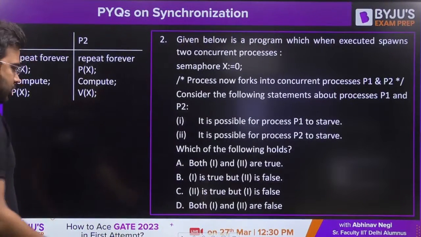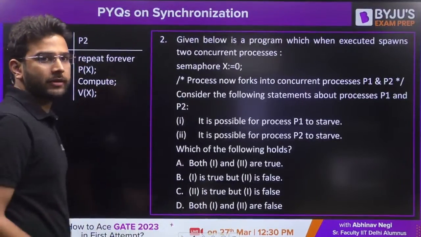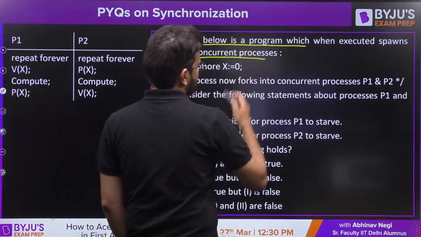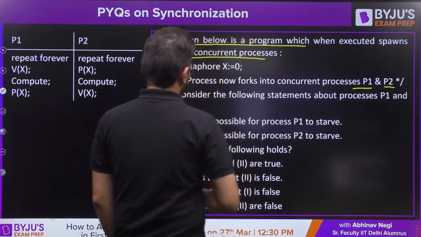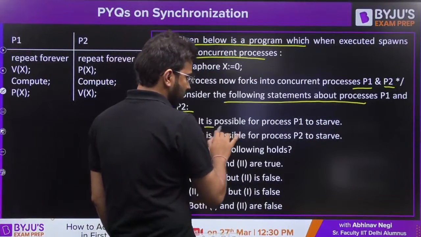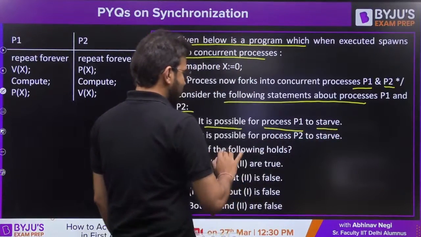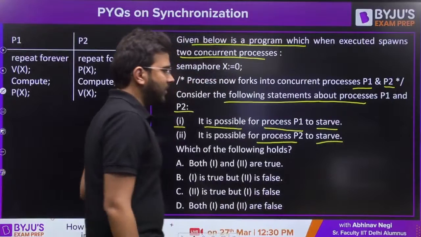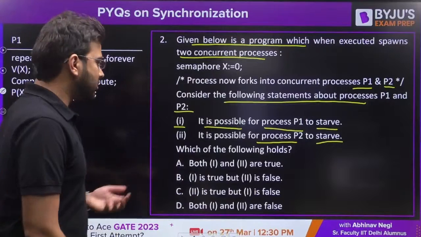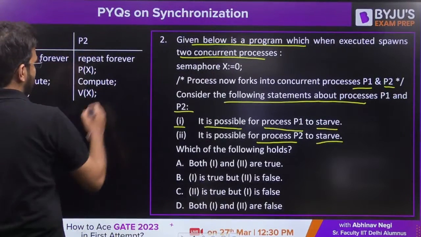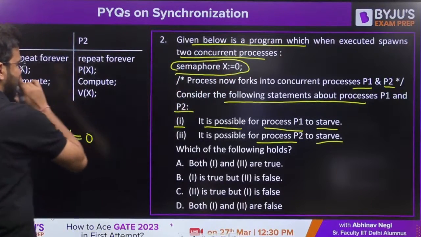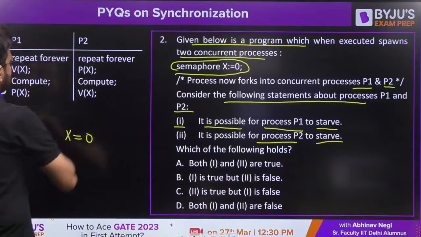Okay, let's see this question. Let's understand how to solve it correctly. We have a program with two concurrent processes, P1 and P2. Consider the following statements about P1 and P2. The first statement says it is possible for process P1 to starve. The second is for process P2 to starve. So we have to find which of the two processes will face starvation, or whether there is a possibility. The initial value of the semaphore is 0, and it is a binary semaphore. Clear? Now let's see the code here.